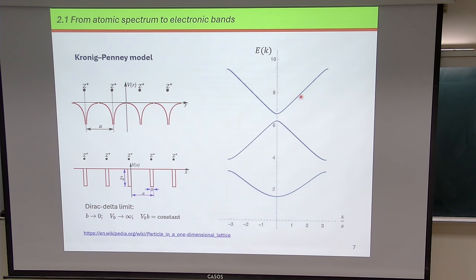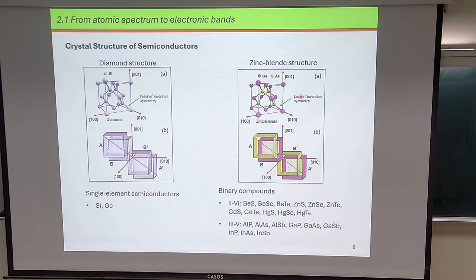So how these bands look like for real materials depends very much on the structure of the material, how the atoms are arranged in it. So we'll be dealing in this lecture today with semiconductors. I have two examples of typical crystal structures for semiconductors. So this here is the diamond structure, and this is, for instance, for silicon or germanium.